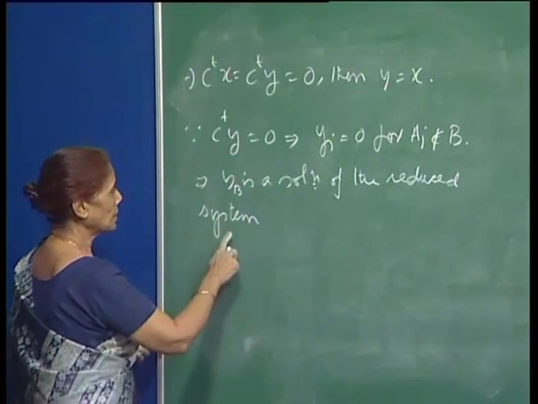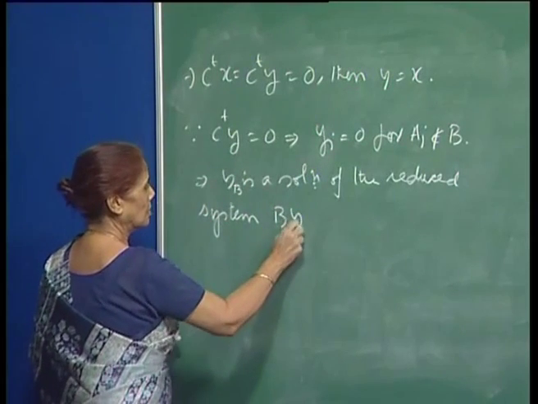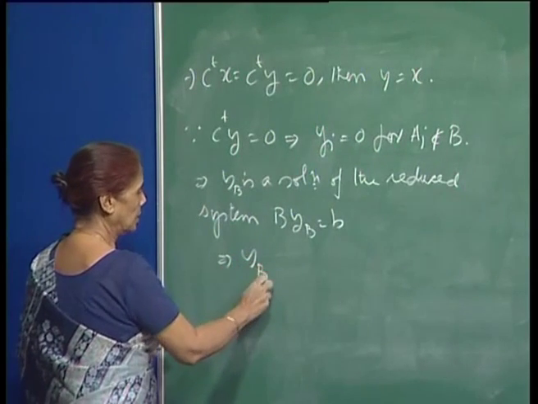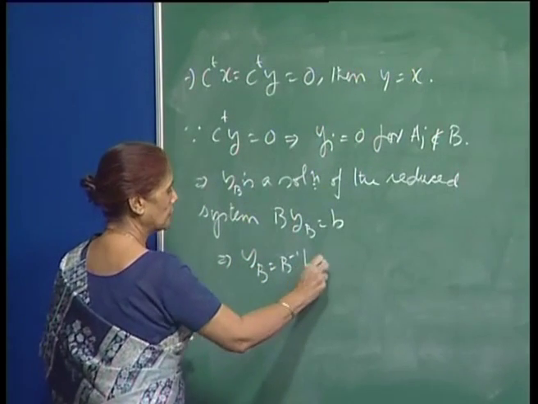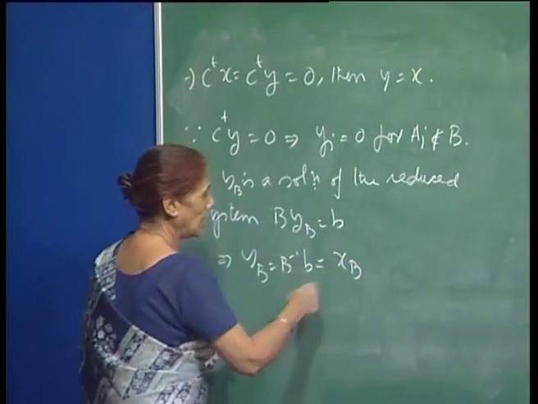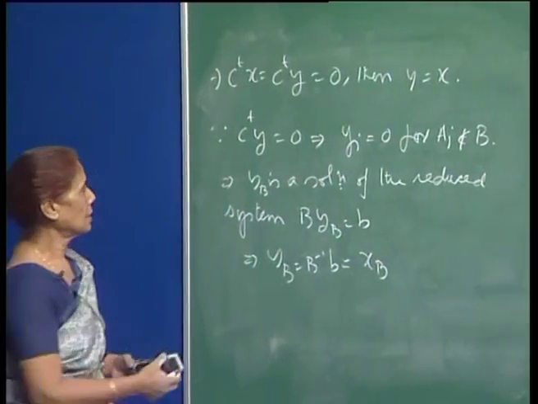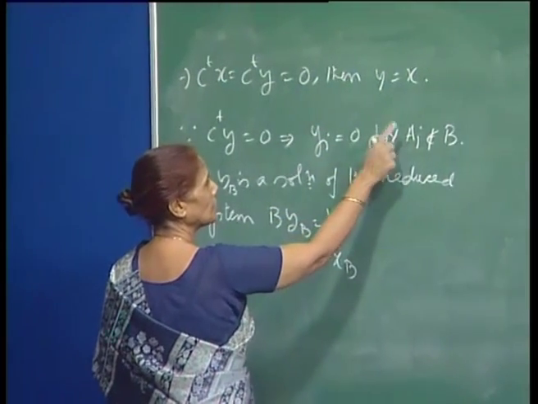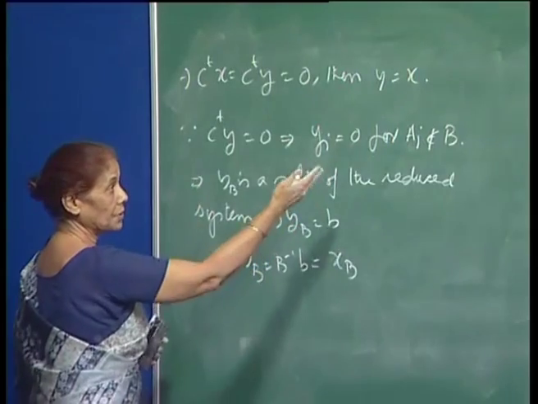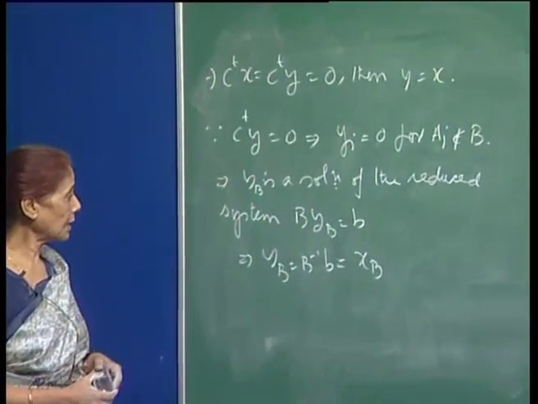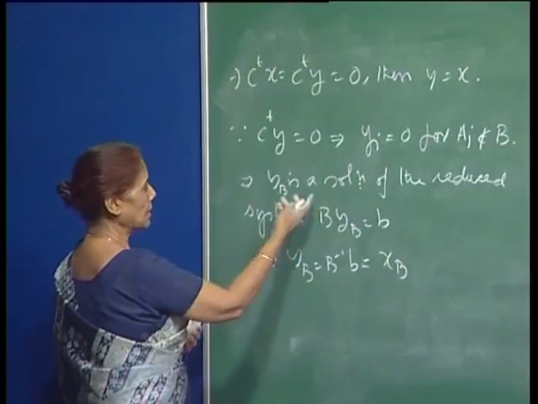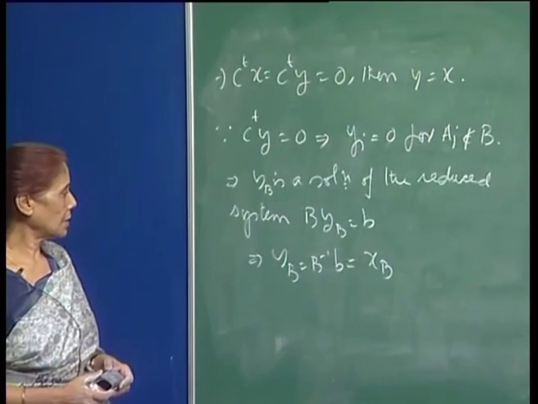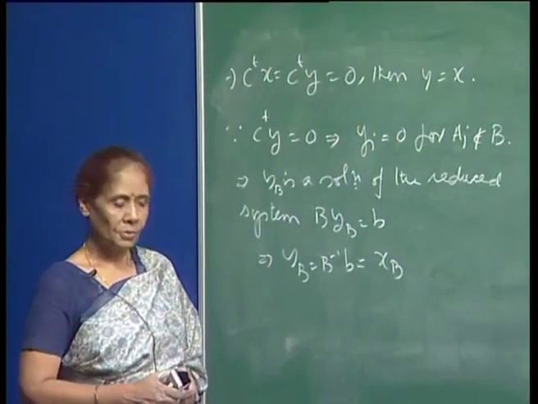So, in the reduced system, this implies that yb equals B inverse b, which is xb, and the non-basic variables are already the same by definition, because I have said that yj must be 0 whenever the corresponding column is non-basic, and this is non-basic with respect to the solution x that you had. So, y must come from the reduced system B yb equal to b, and so that says that yb is B inverse b, which is xb. So, the solution is unique.